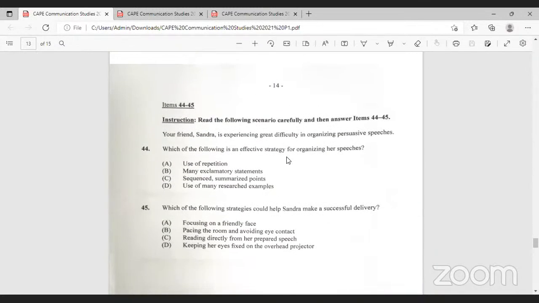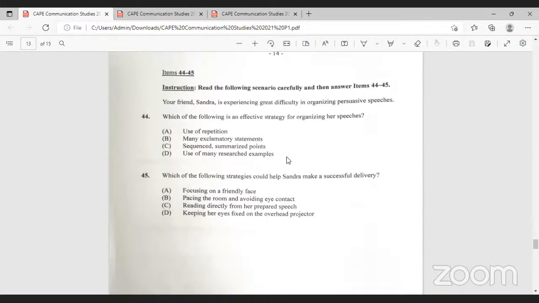Last two questions. They ask these questions as well. They repeat. Your friend Sandra is experiencing great difficulty in organizing persuasive speeches. Which of the following is an effective strategy for organizing her speeches? Use of repetition, many exclamatory statements, sequenced summarized points, or use of many researched examples. Anything, guys? A. 44.